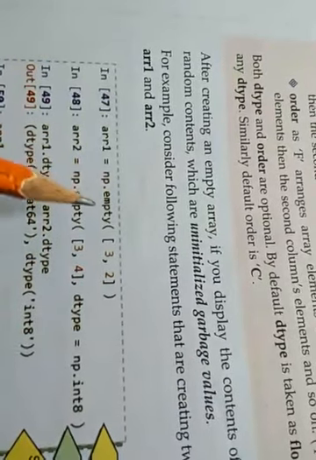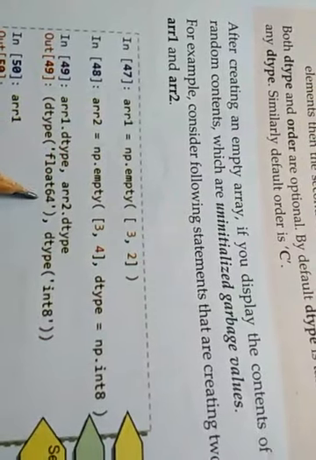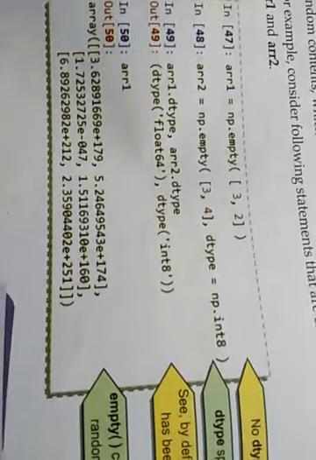Let's understand this with the help of one example: np.empty of 3 by 2. So this is 3 rows and 2 columns, and the default data type will be float. If we want to change the data type, then we mention a data type, np.int8. So this is the first one, default data type float 64, and this is the int 8. When we create the array with the empty function, it will not be initialized with 0; it will be initialized with some garbage values.